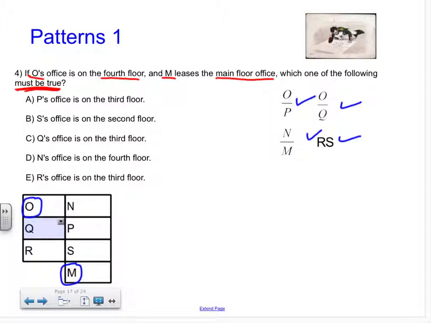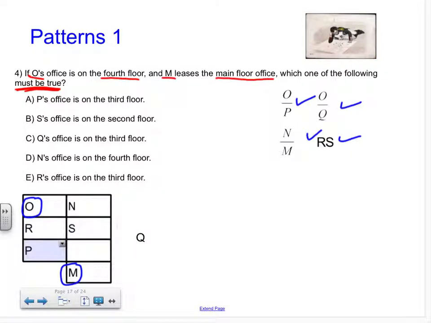Well, no, we know that we can swap places with R and S based on previous questions that we've done. So let's try quickly to prove it. Oops. Grabbed my chart by accident. Alright, let's grab P. Let's grab Q. Let's grab S. And let's grab R. So R can come up here. S can come up here.